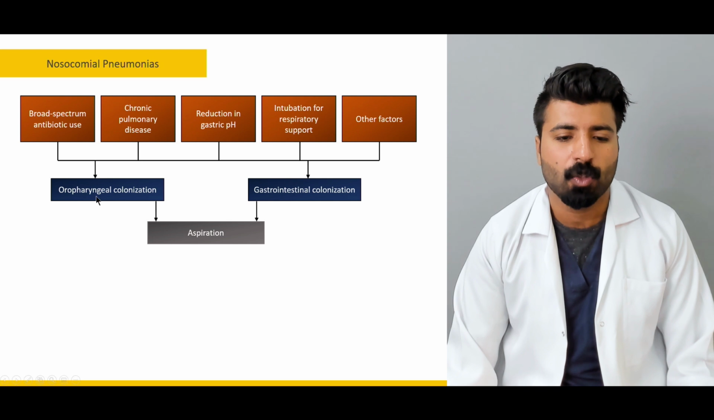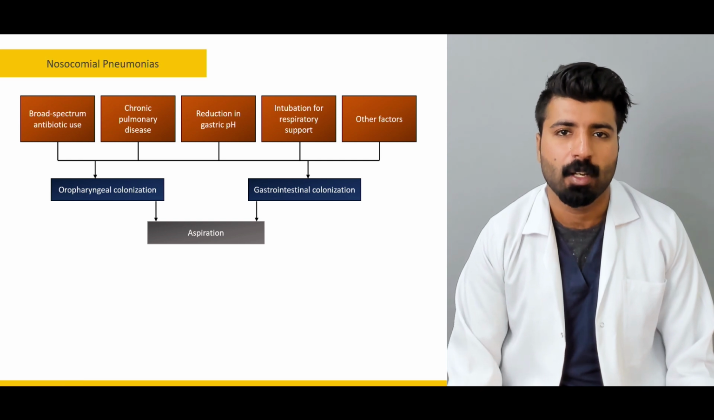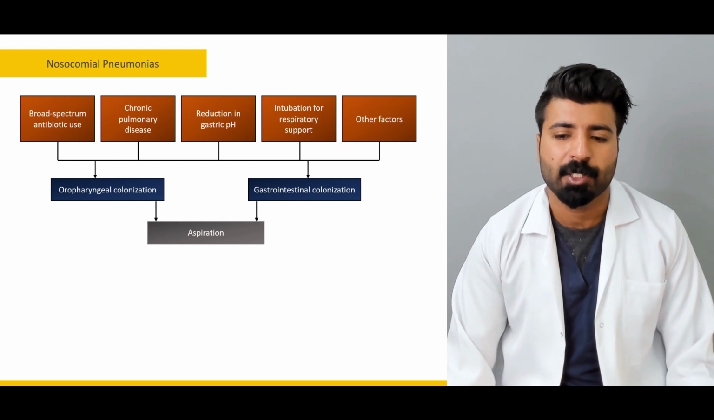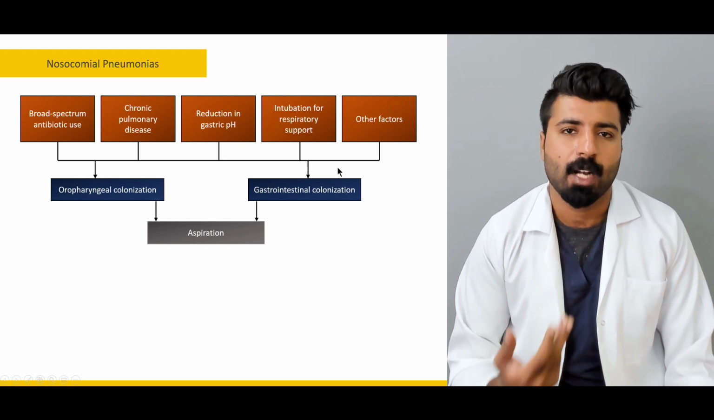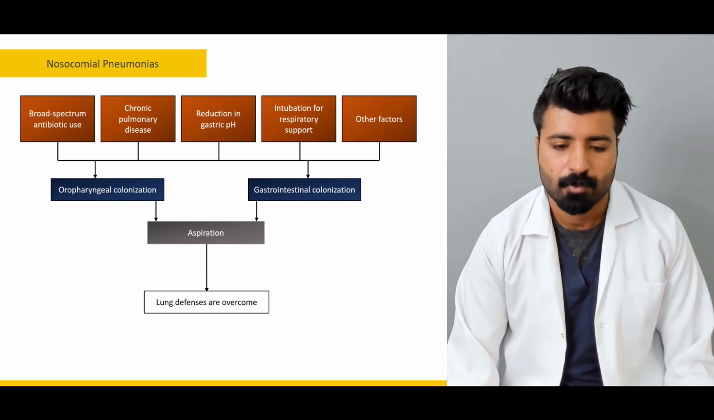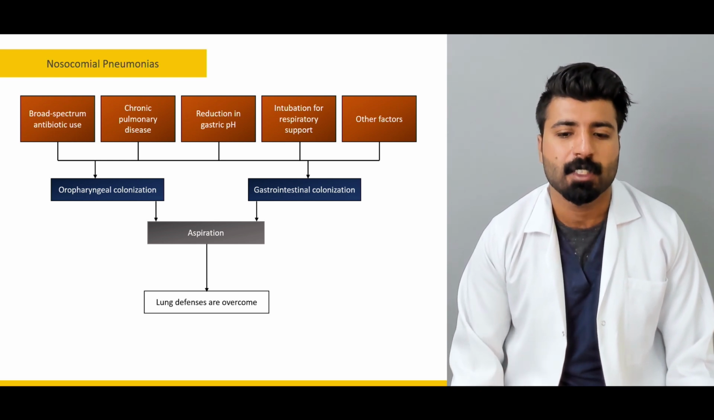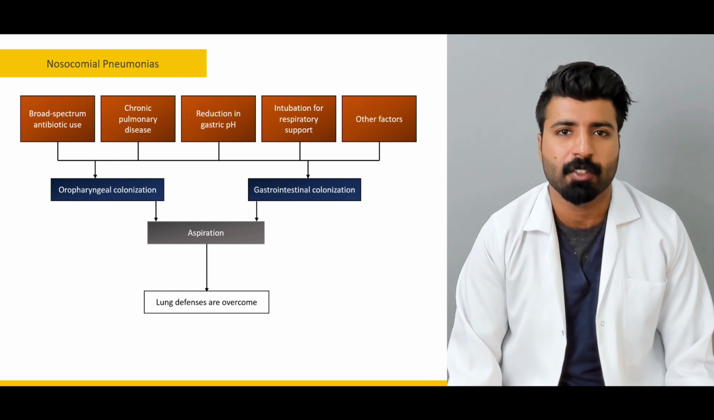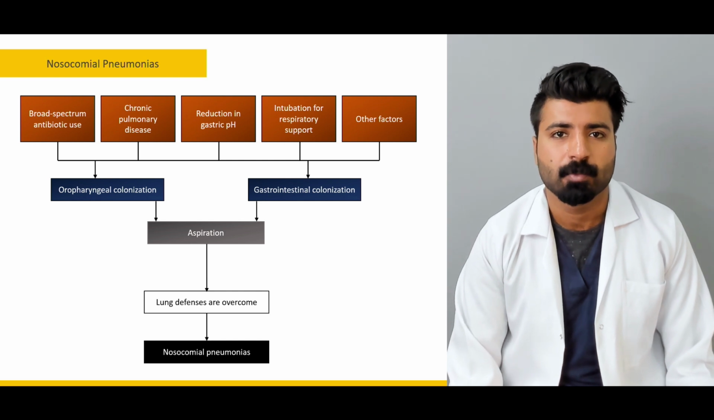If it's oropharyngeal colonization, the patient will aspirate, and the organism will go through the laryngeal system and lead to the alveolar level. And if a patient is having gastrointestinal colonization, that person may have GERD. That GERD will lead to some fluid inside your throat, and you will aspirate that fluid. This will lead to lung defense failure, because lung defenses are now overcome. Now viruses are there, immune systems are gone because of this infection. So when lung defenses are overcome, what happens is nosocomial pneumonia.